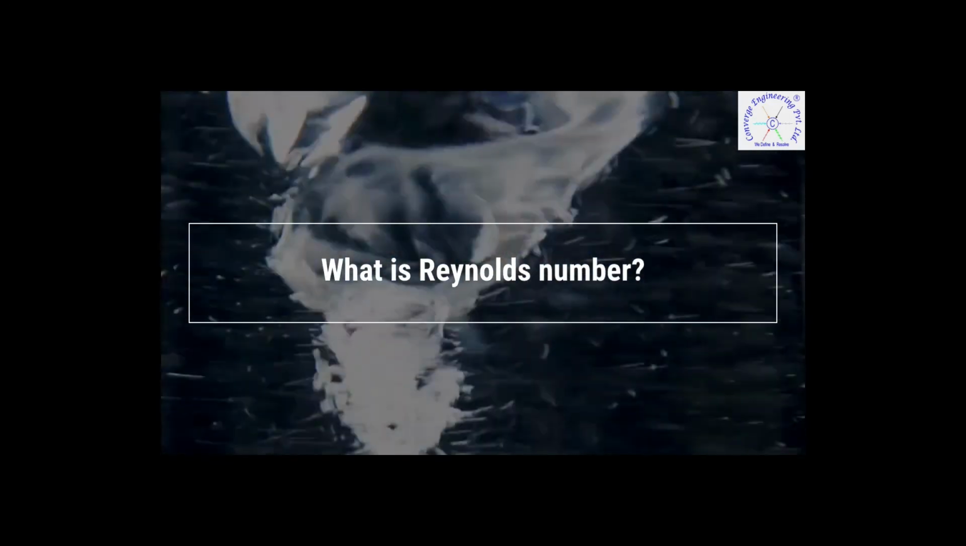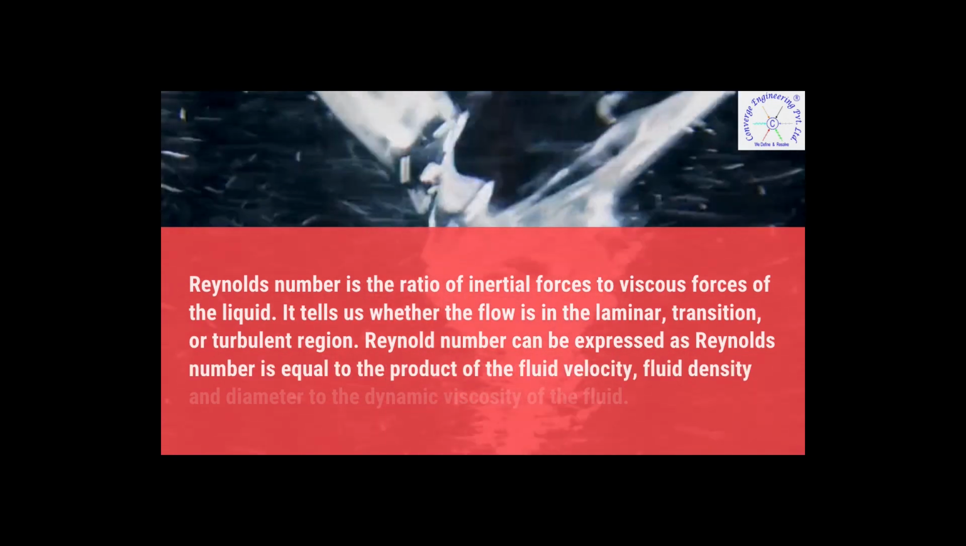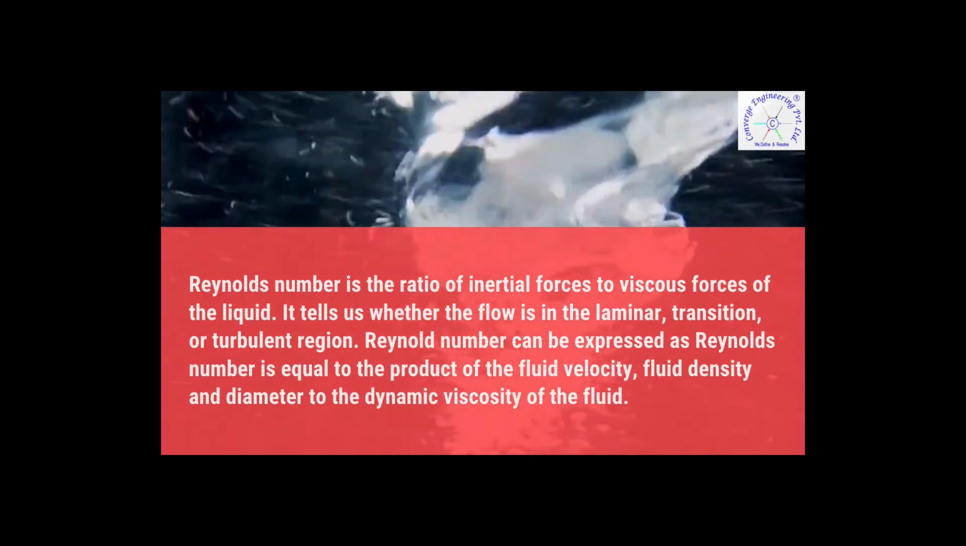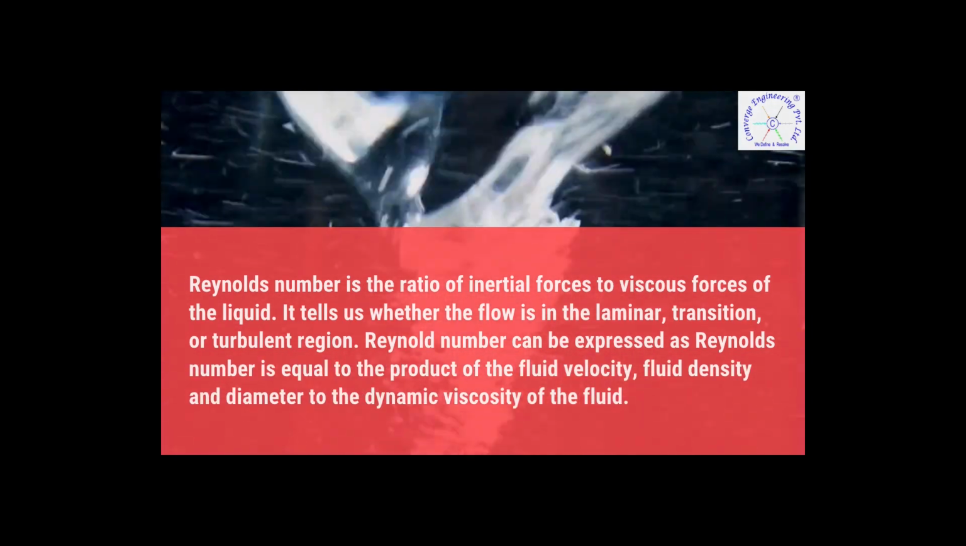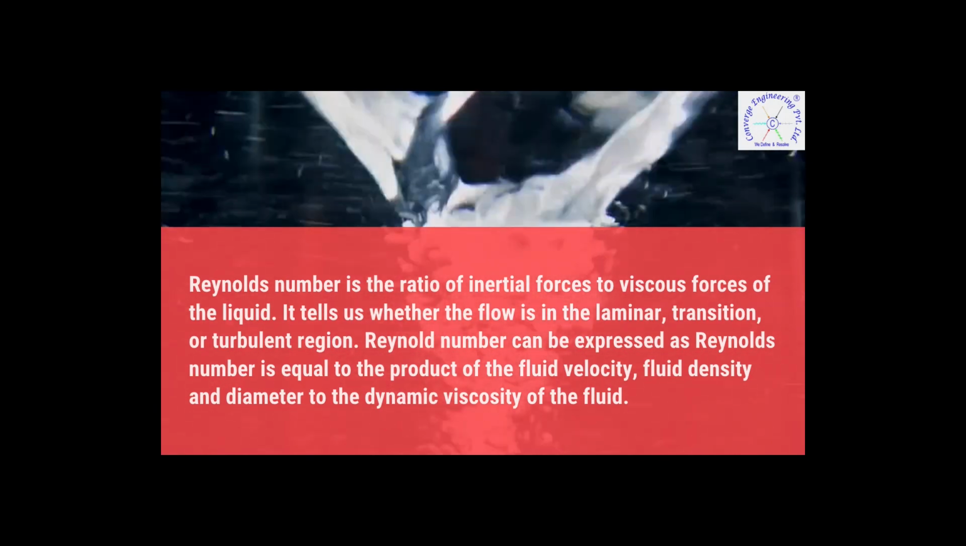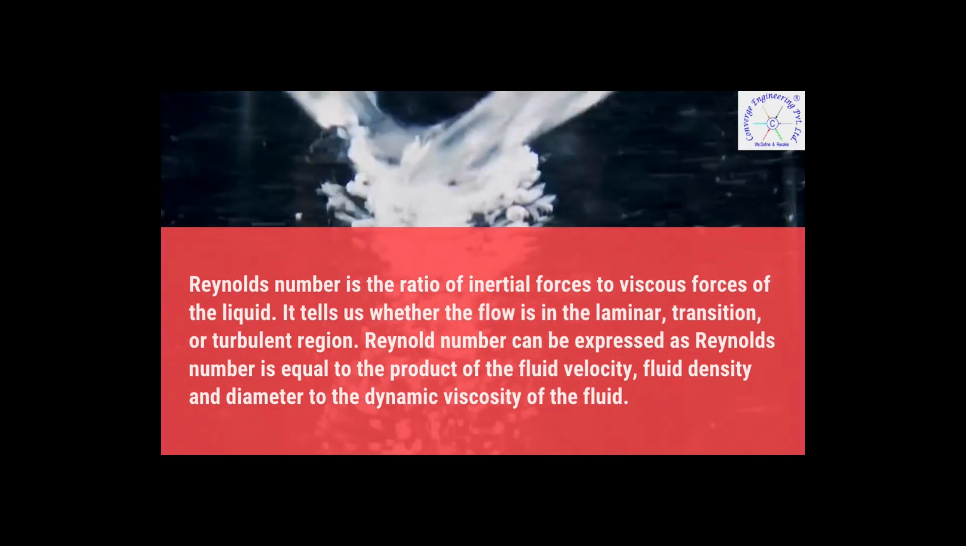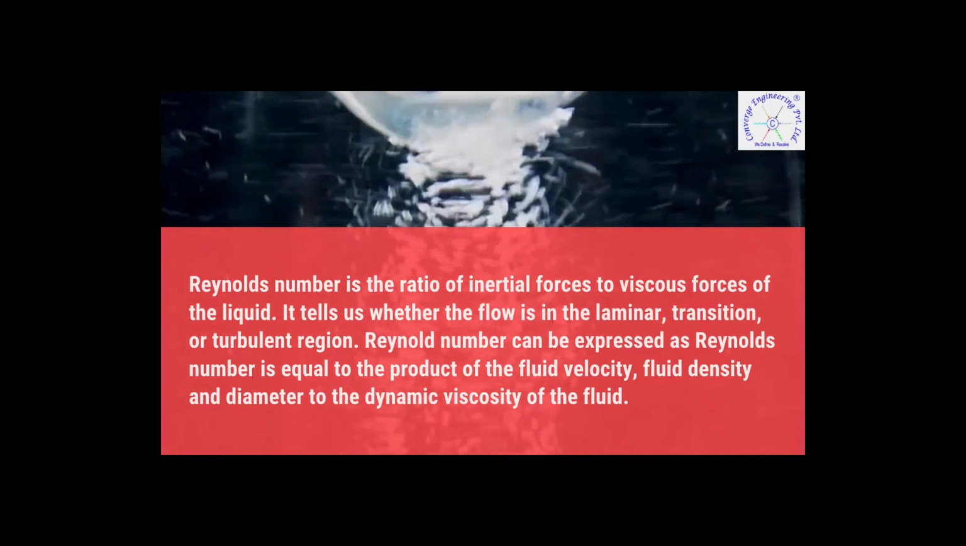What is Reynolds number? Reynolds number is the ratio of inertial forces to viscous forces of the liquid. It tells us whether the flow is in the laminar, transition, or turbulent region. Reynolds number can be expressed as the product of the fluid velocity, fluid density and diameter, divided by the dynamic viscosity of the fluid.